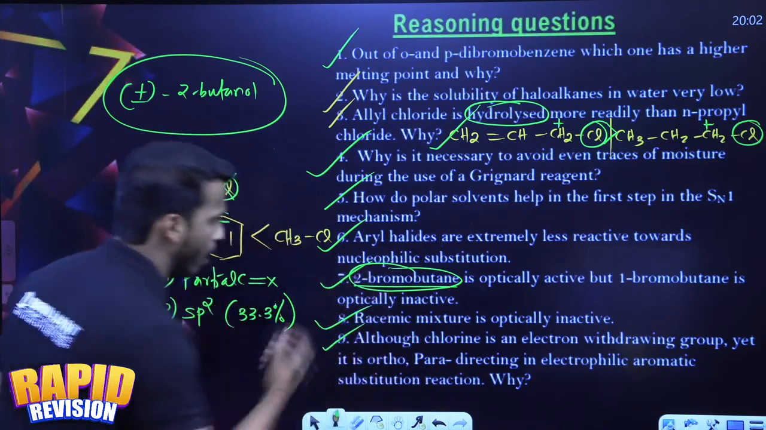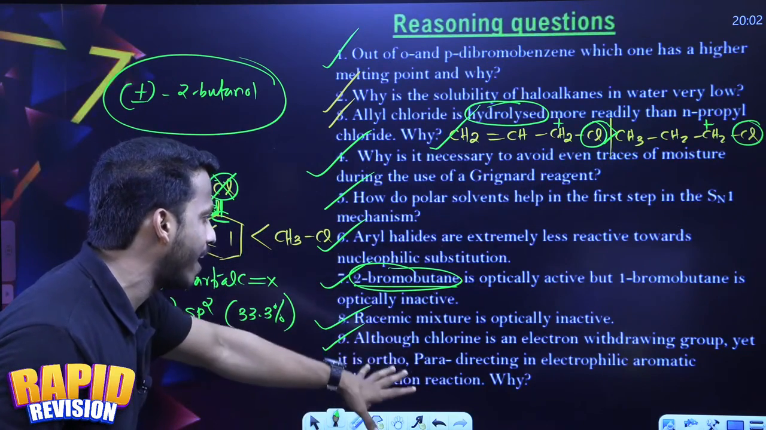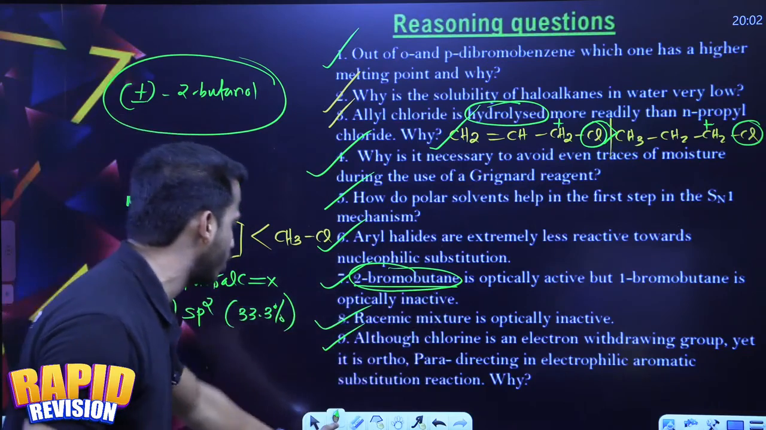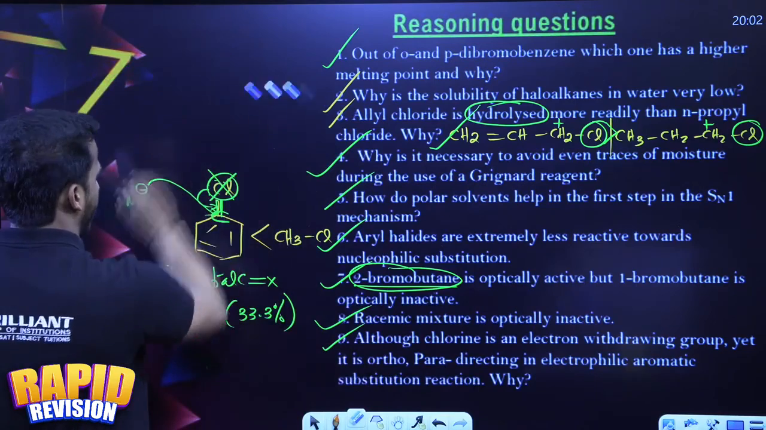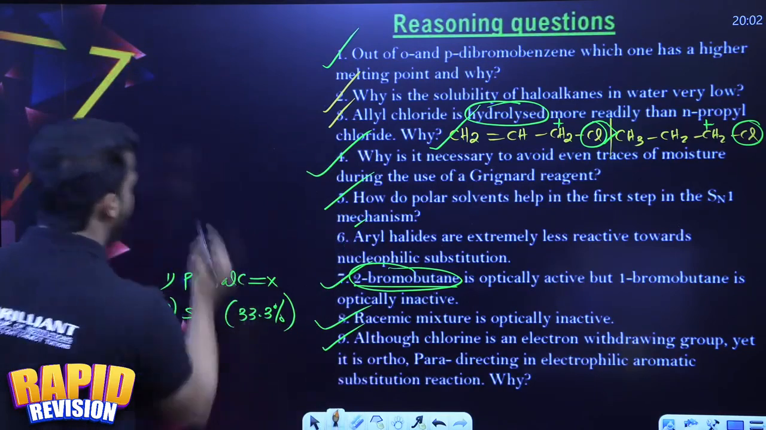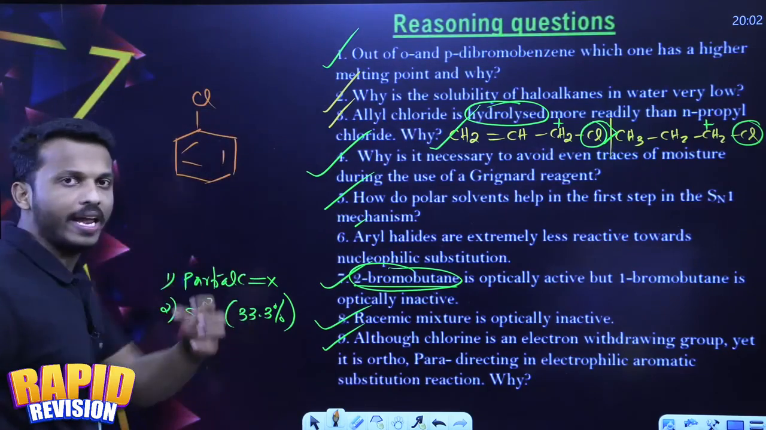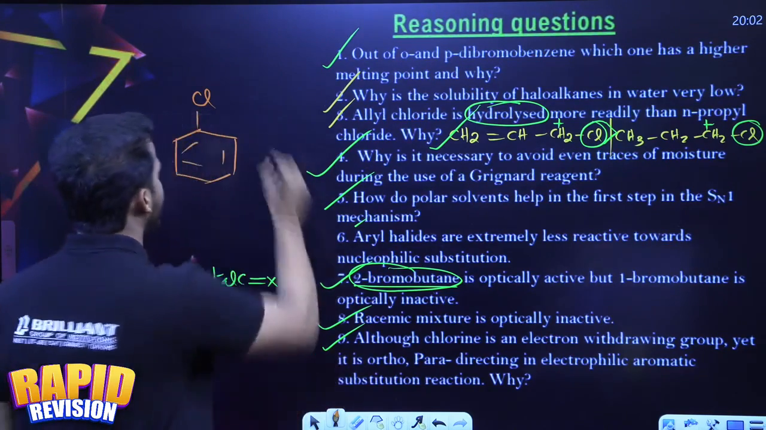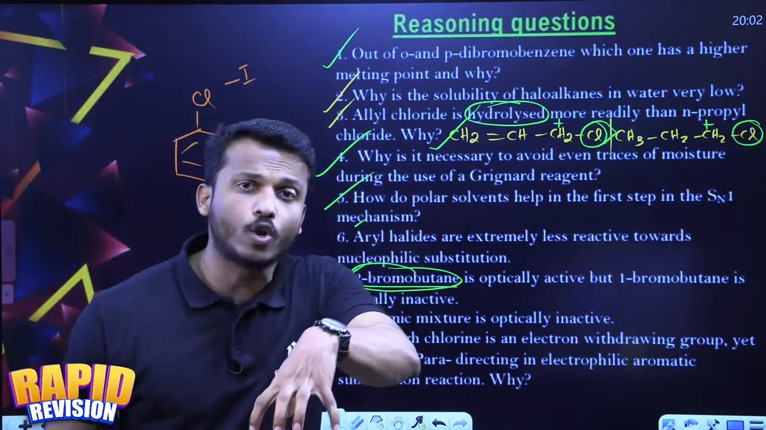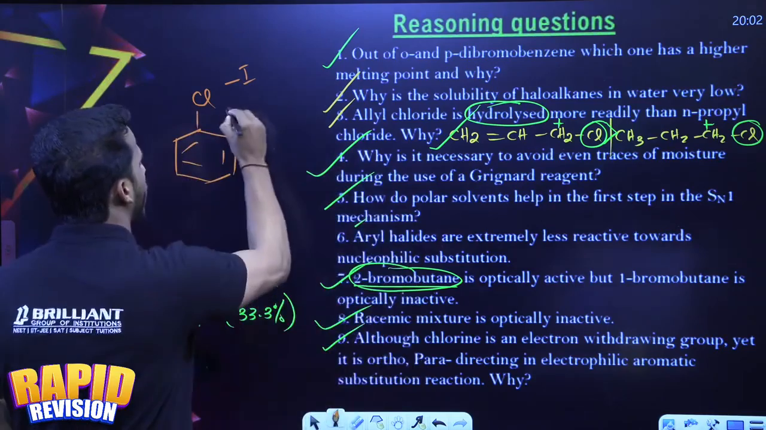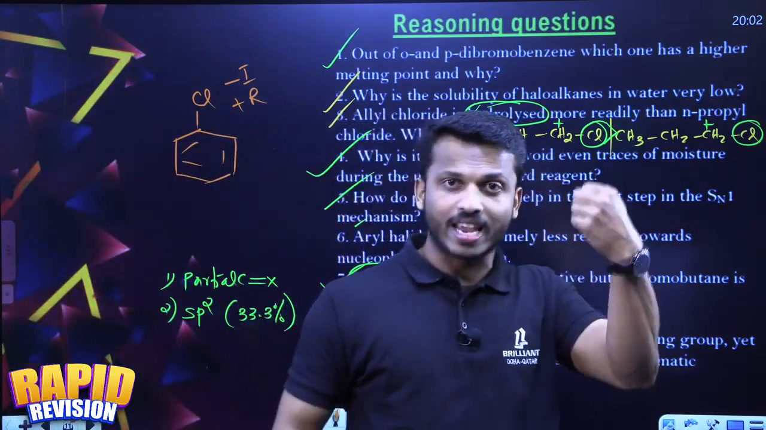Now, 9th question. Although chlorine is an electron withdrawing group, yet it is ortho para directing in electrophilic aromatic substitution reaction. Why? Dear all, chlorine is a special case on benzene. All of you remember, chlorine is actually an electron withdrawing group. It has a minus I effect. And it can also act as a donating group due to resonance. That is called the plus R effect, right? So chlorine on benzene has two effects, minus I and plus R.